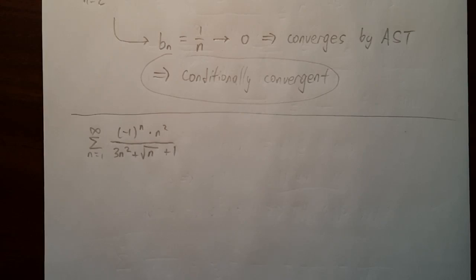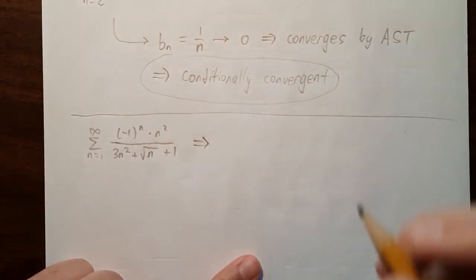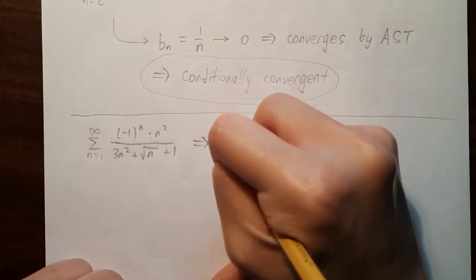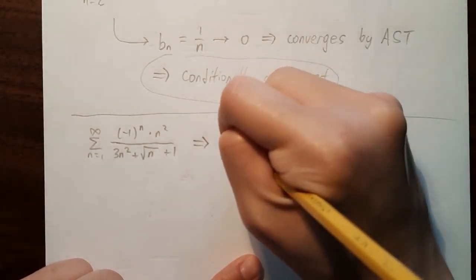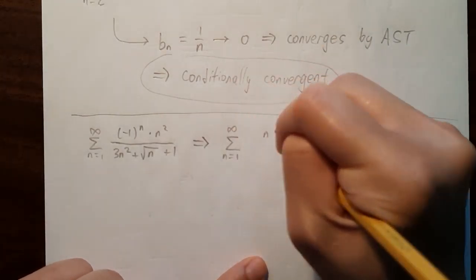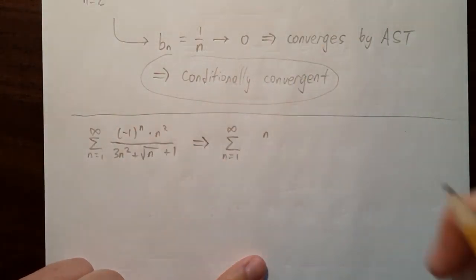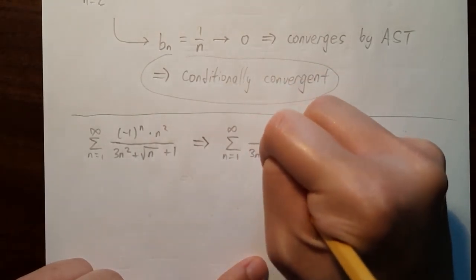All right, so usual game. Let's go and ask, does it absolutely converge or not? So if I convert this thing into a series with only positive terms, I'm just going to get rid of the alternating piece because I think everything else is already positive by default.